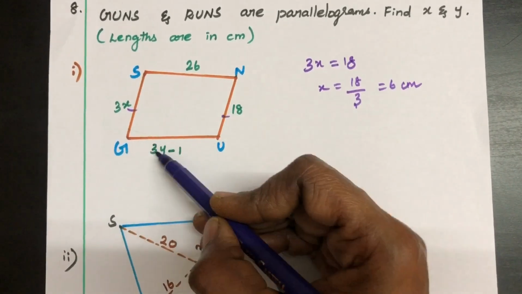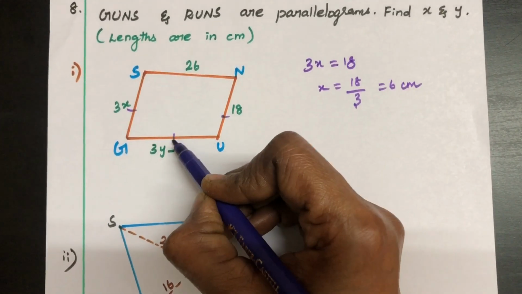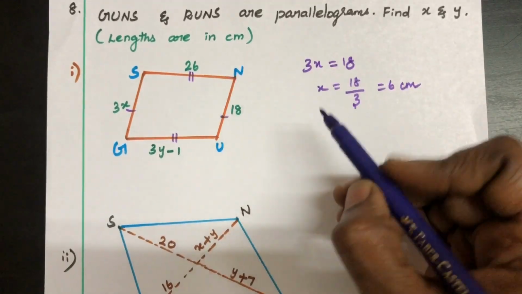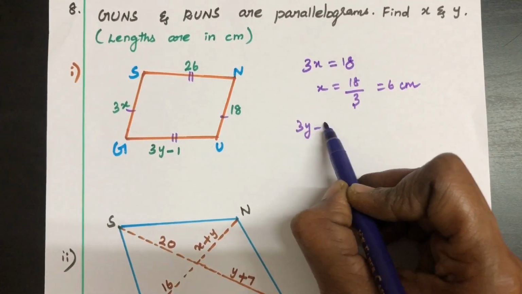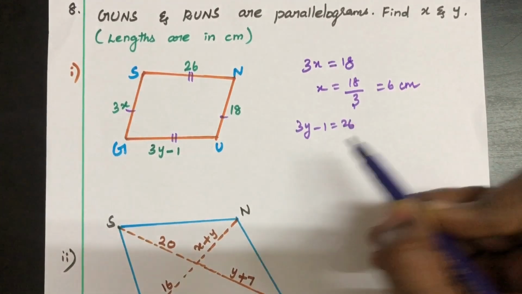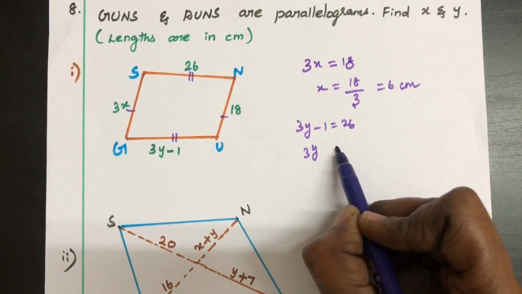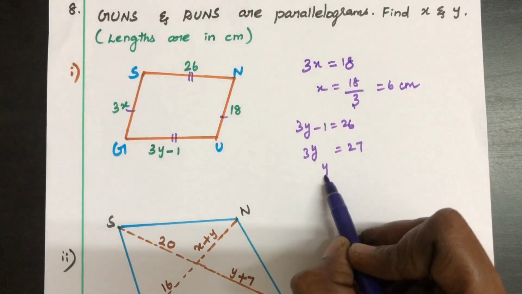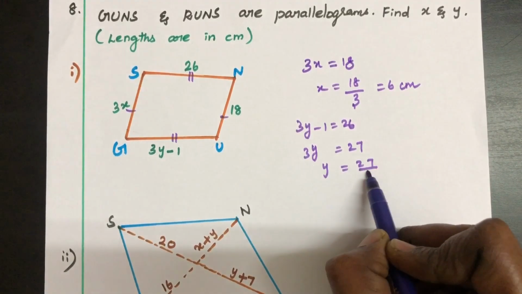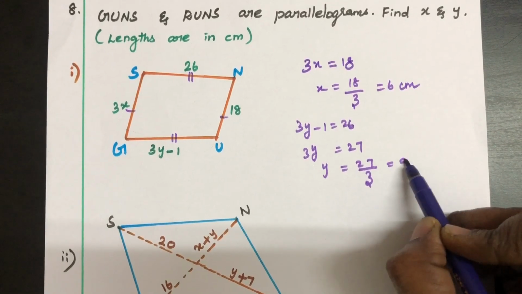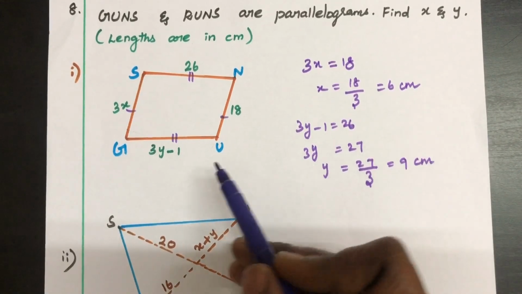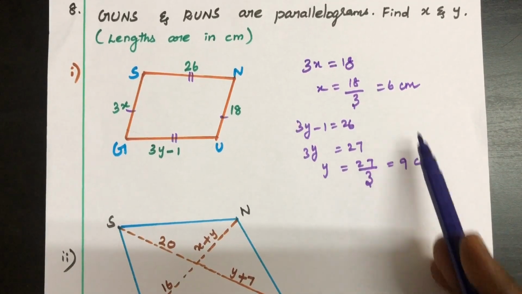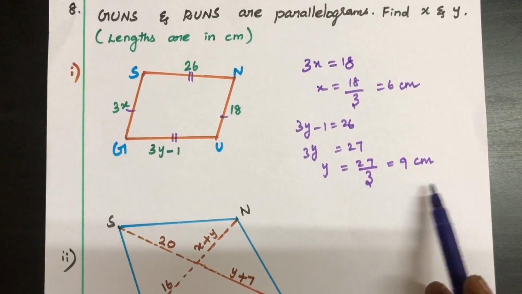Now, here these two sides must be equal. So, 3y minus 1 is equal to 26. 3y is equal to 27. Y equal to 27 divided by 3, which is equal to 9 centimeters. So x equal to 6 centimeters, y is equal to 9 centimeters.